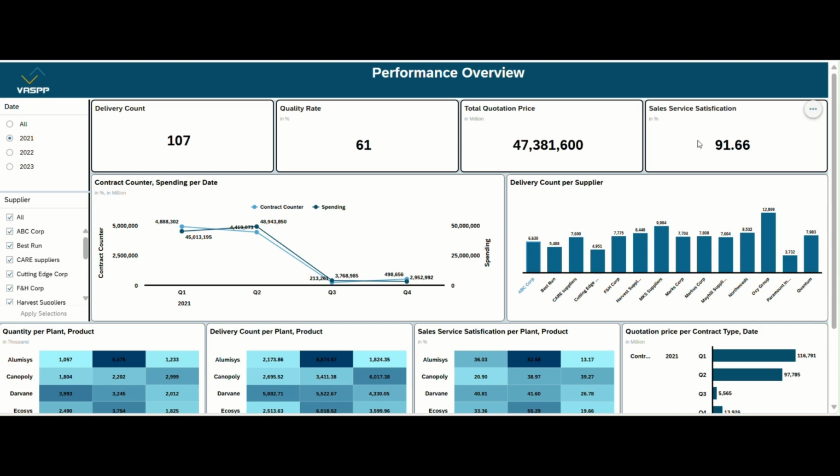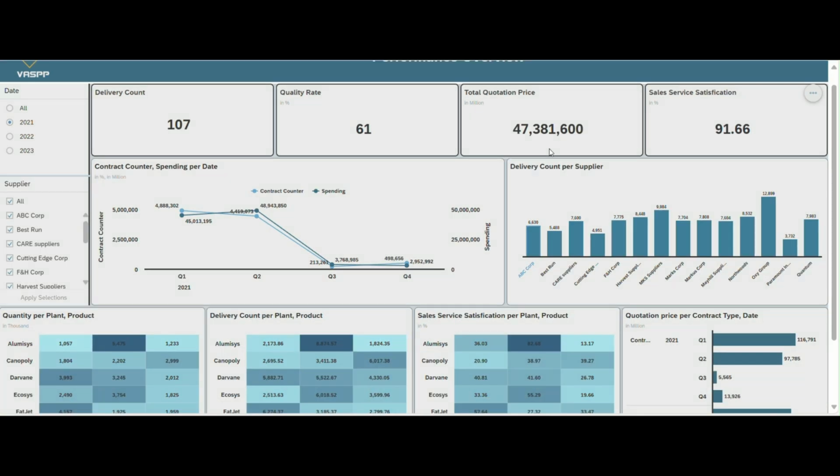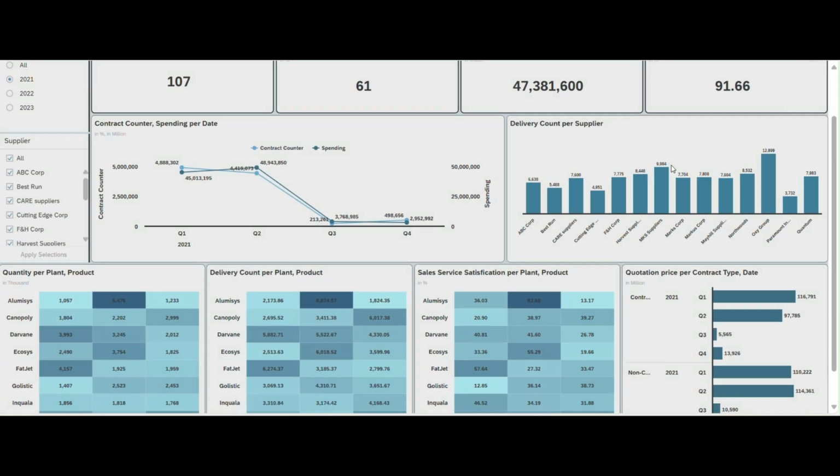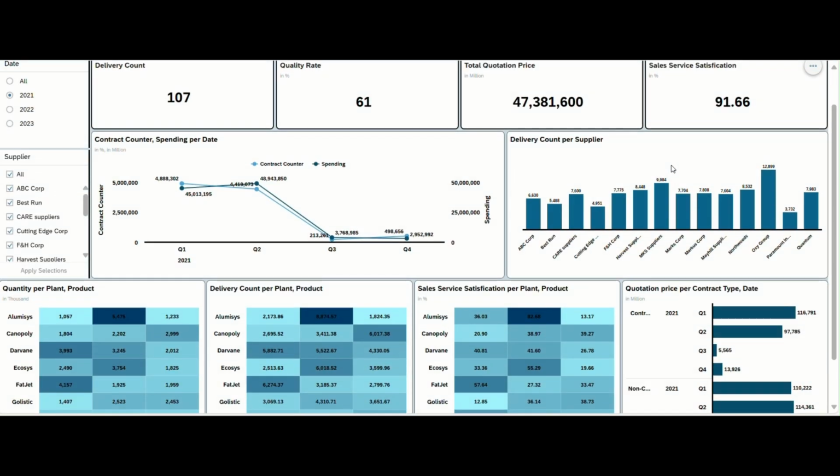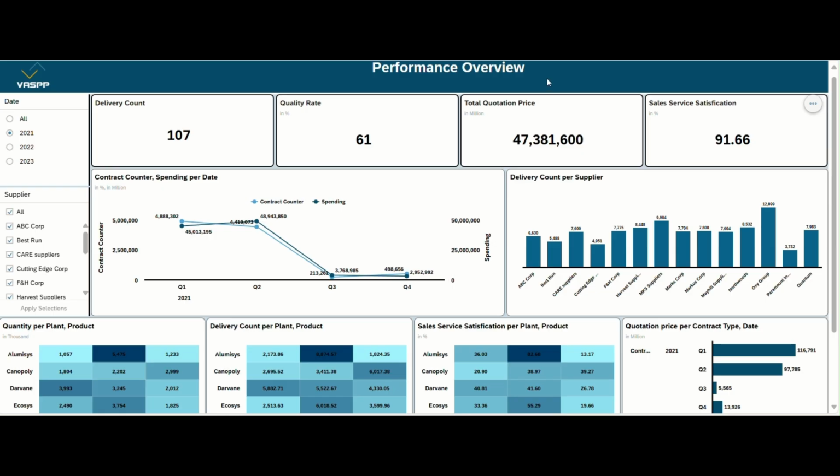Lastly, sales service satisfaction, standing an impressive 91.66%, reflects how well your teams or suppliers are servicing internal stakeholders or customers. High satisfaction levels mean smooth collaboration, faster problem resolution, and stronger relationships, critical for long-term business health.